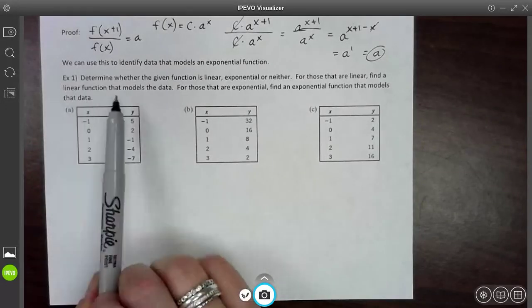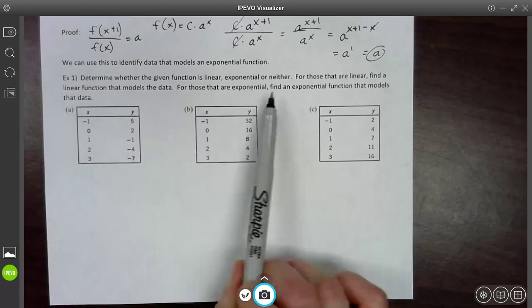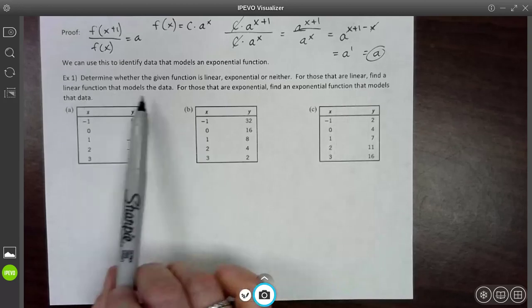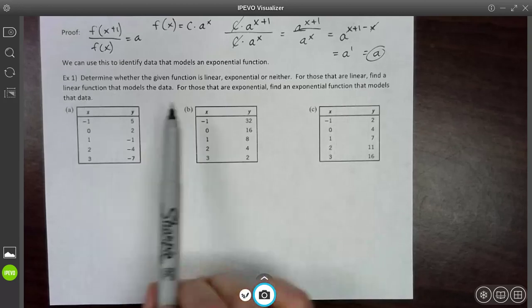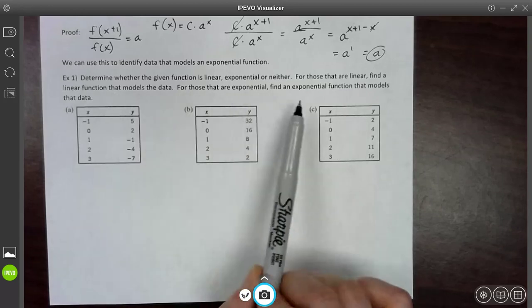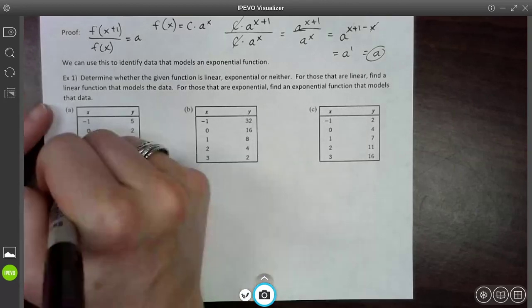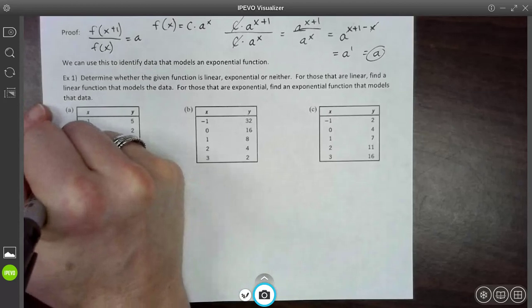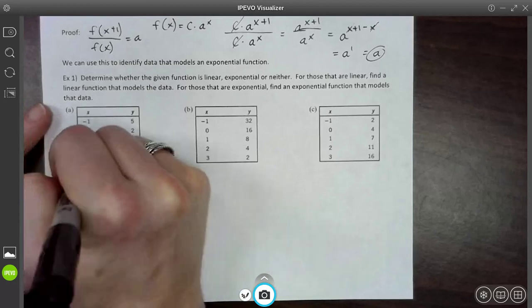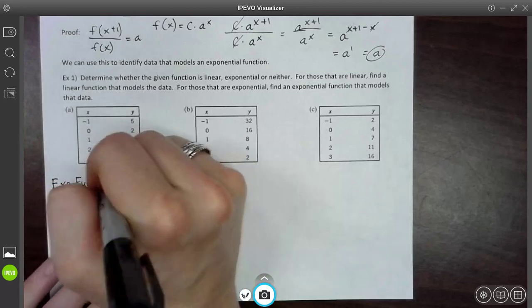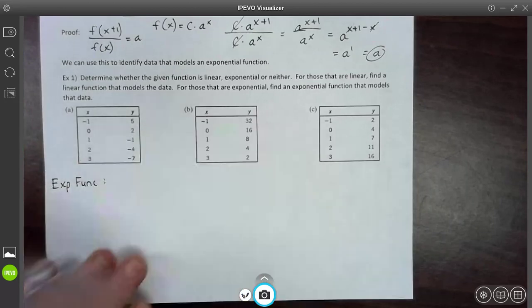All right, so it says, determine whether the given function is linear, exponential, or neither. For those that are linear, find a linear function that models the data. So write a linear function. For those that are exponential, find an exponential function that models the data. All right, so guys, let me give you a little bit of a cheat sheet. If you want to prove an exponential function, then you want to prove same growth factor, same ratio.